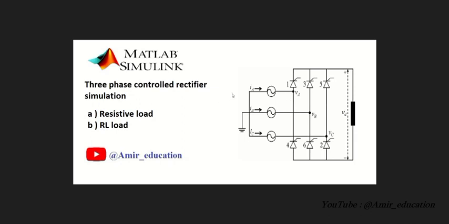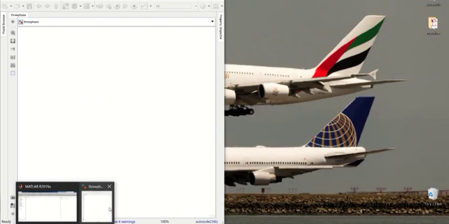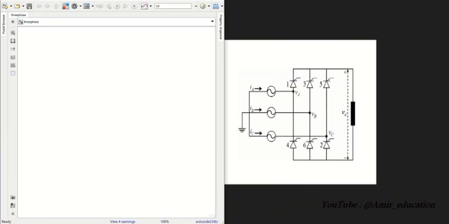In this tutorial, we are going to simulate a three-phase controlled rectifier with a resistive load and an RL load. To begin with, I'll open my MATLAB Simulink.